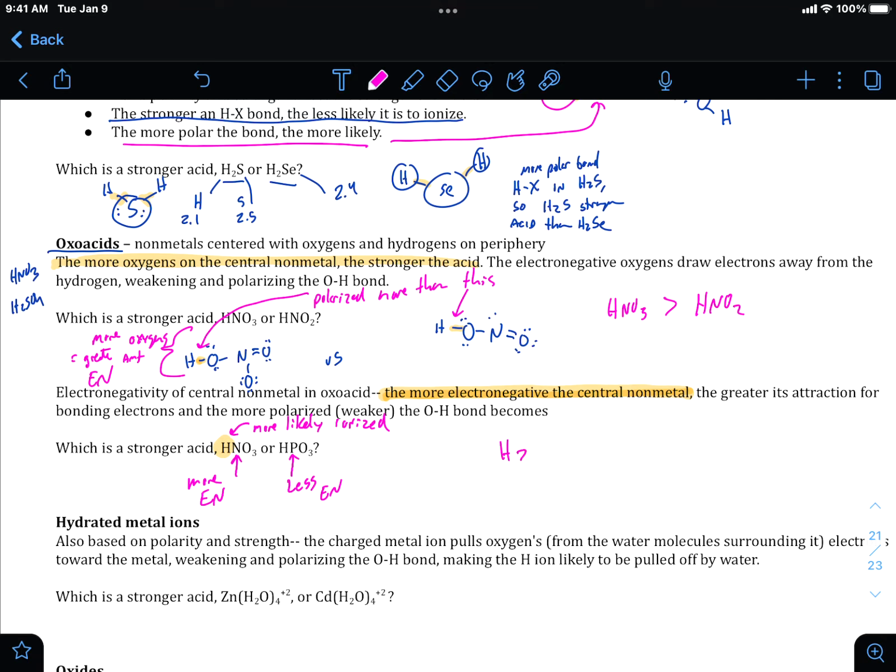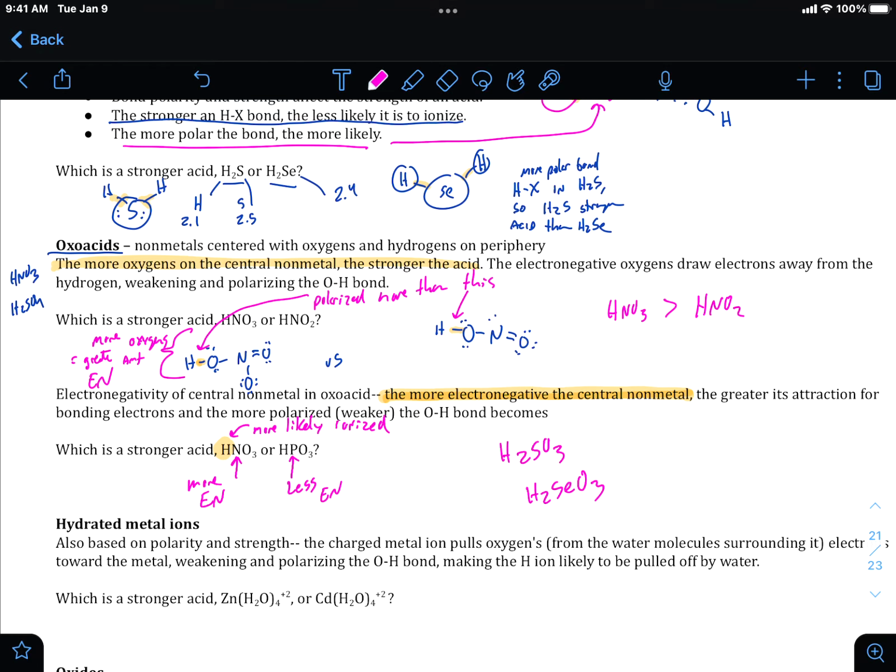So something like H2SO3 versus H2SeO3. These two acids are identical except for the central nonmetal. Which one of these is the stronger acid? H2SO3? Yeah, the one with the higher electronegativity. Sulfur has more electronegativity than Se. Okay? Does that make sense, guys?